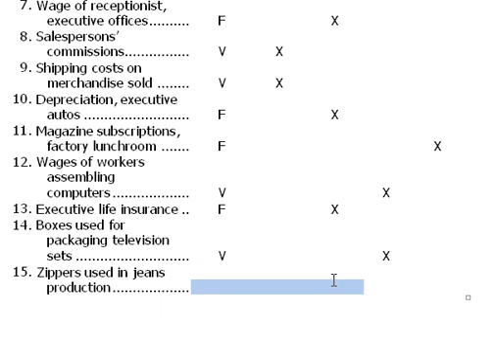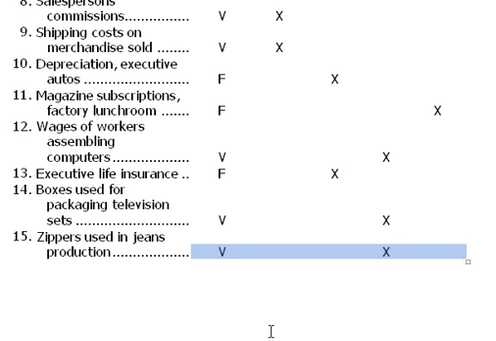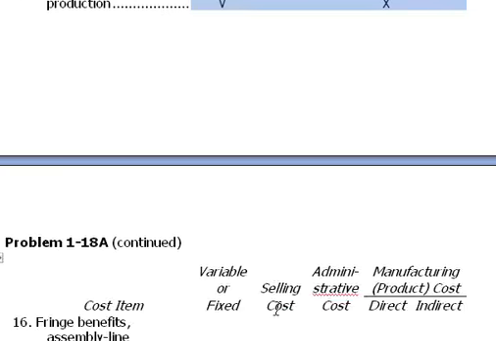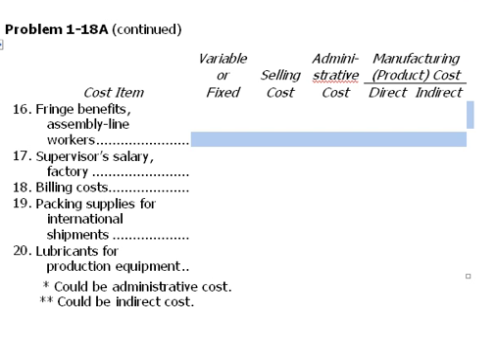Zippers in jean production, we should see that as being a variable cost and a direct cost as well. Yep, and it behaves the same way. Okay, let's see, how much else do we have left here? Let me slide back up. Okay, now I've moved it to the screen and white out the answers so we can talk about it here.